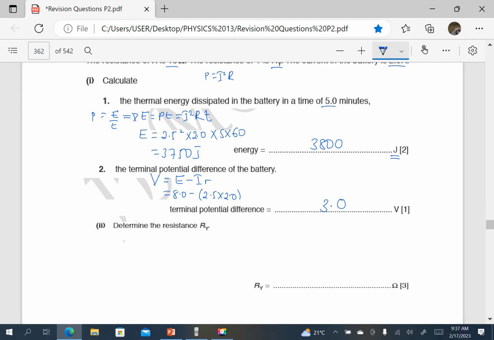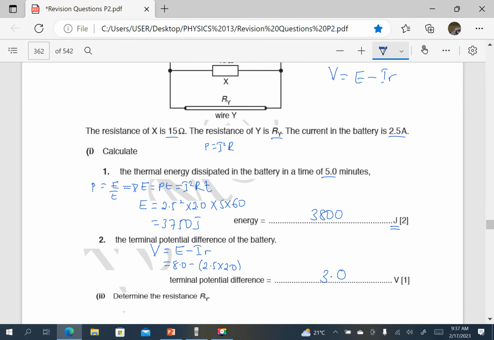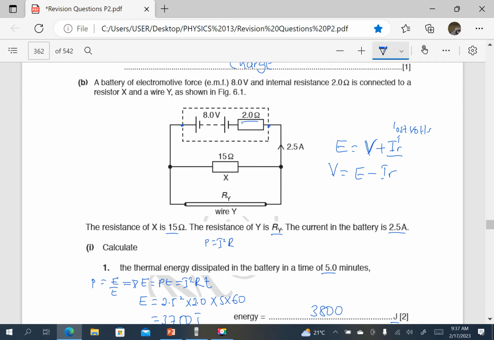Determine the resistance Rx. So let's go back here to determine the resistance Rx. Number one, we know that this resistance Ry is in parallel with the resistance X. That means the PD across X is the same as the PD across Ry, which is actually the terminal PD. So the PD across X is the same as the PD across Y, which is equal to the terminal PD, and that is 3.0 because they are in parallel.